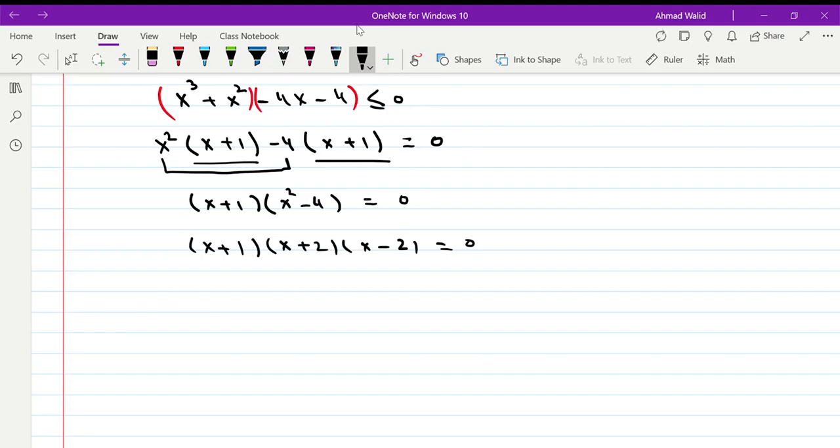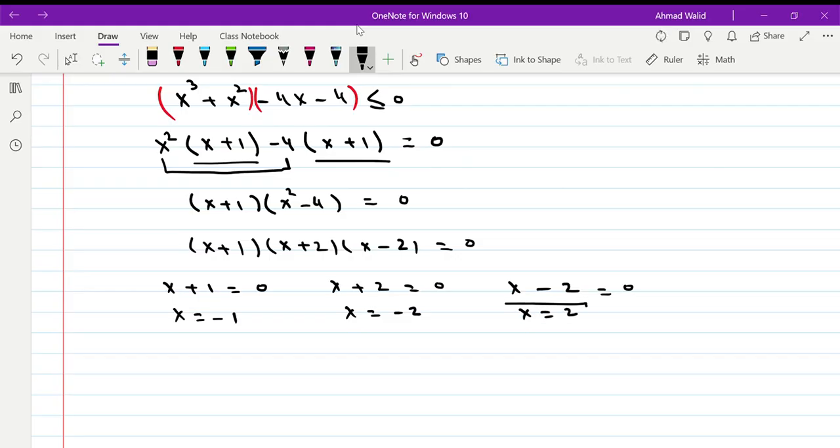Set each parenthesis equal to 0. X plus 1 equals 0 and solve. X equals negative 1. X plus 2 equals 0. Solve it. X equals negative 2. X minus 2 equals 0. And if you solve, x equals positive 2. These are your boundary points, or in other language, x-intercepts, right?